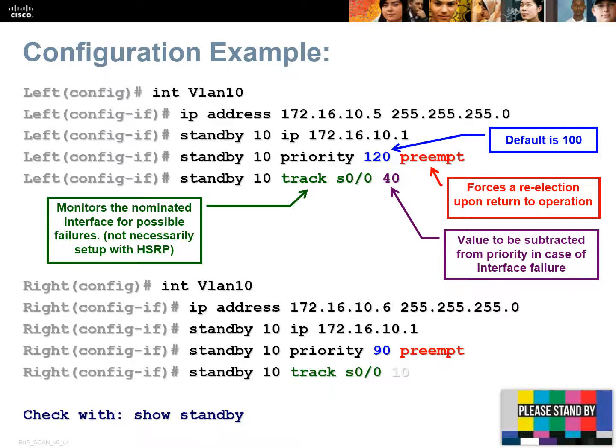You can track lots of things. You can track routes. You can track SLAs. Tracking is a really useful tool, but it's not really covered. But we can talk about it later. The group number. The group number is really important. What that means is you can have multiple standby.